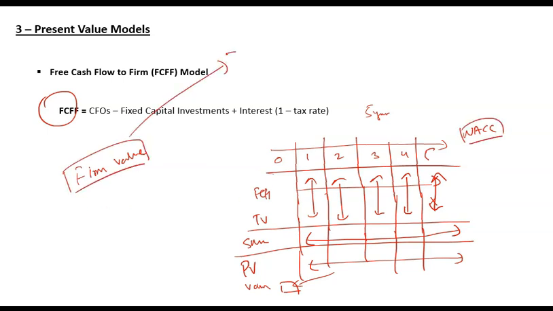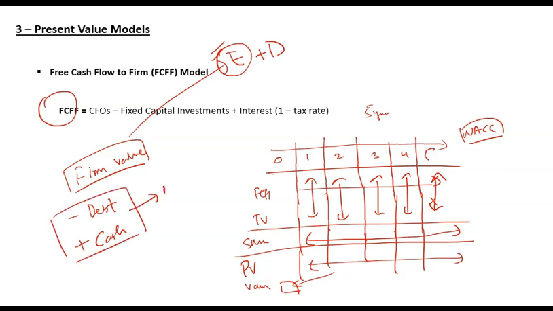What is a firm? A firm has both equity and debt. You as an investor want to find out only the equity value. So how do you get equity value? From firm value, you will make an adjustment for net debt. What is net debt? You subtract debt and add cash. This is known as net debt. That will bring you to equity value, and then you divide equity value by the number of shares. This will give you the value per share.